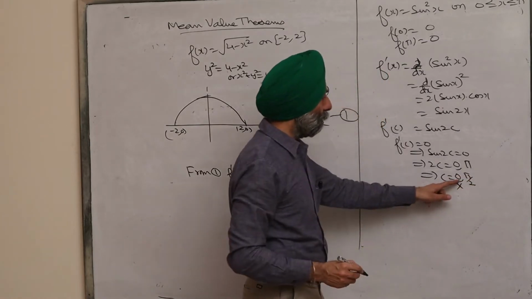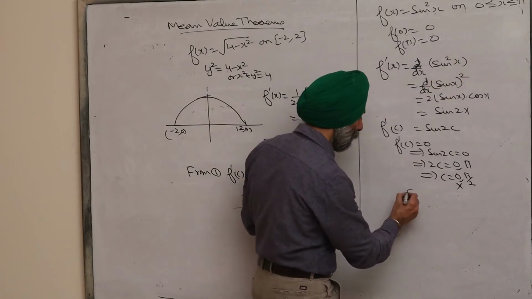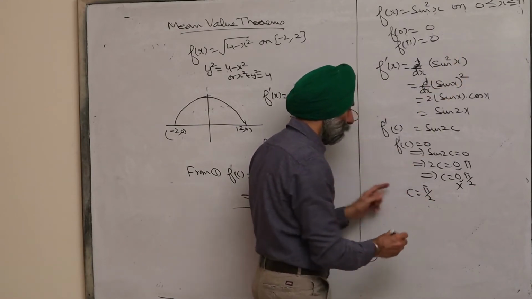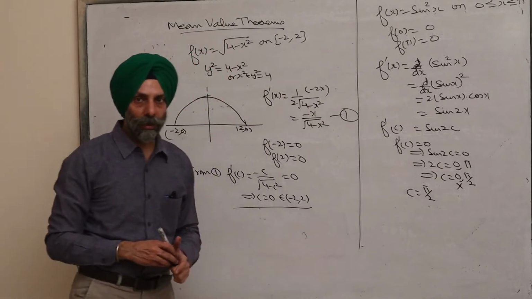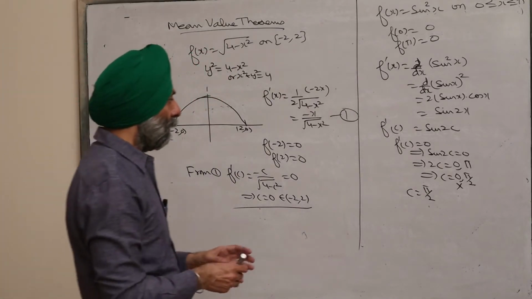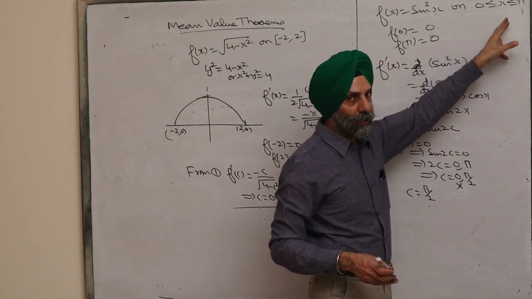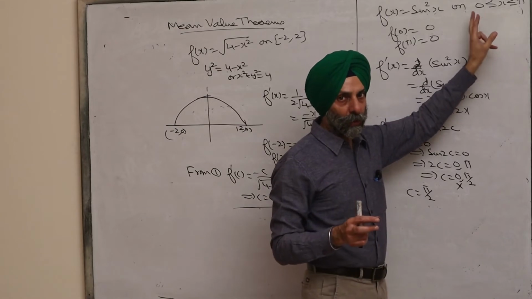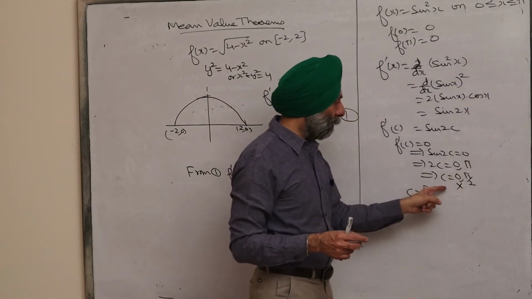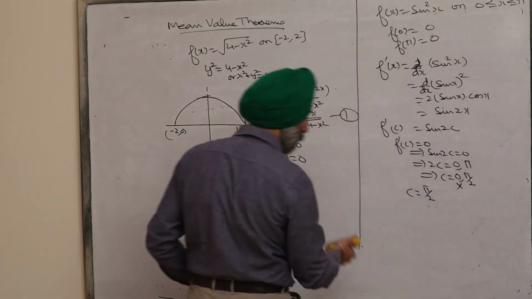But we will not consider 0 because it does not belong to the open interval. So the only possible point which belongs to the open interval is c is equal to pi by 2 here. You have to keep all these things in your mind, that the point c should belong to the open interval 0 to pi. Extreme values cannot be taken into account, so the only possibility is pi by 2 which belongs to the interval 0 to pi here.